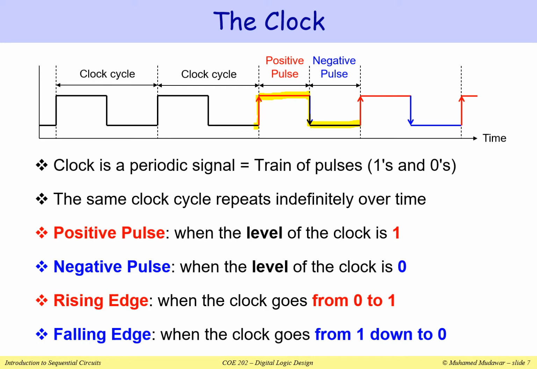Now in this slide, I'm showing the rising edge and the falling edge. The change from 0 to 1 and from 1 down to 0 is happening instantaneously in time. In reality, there is a rise time, so it takes a short amount of time for the clock to go from 0 to 1, and there is also a short amount of time for the clock to drop from 1 down to 0.